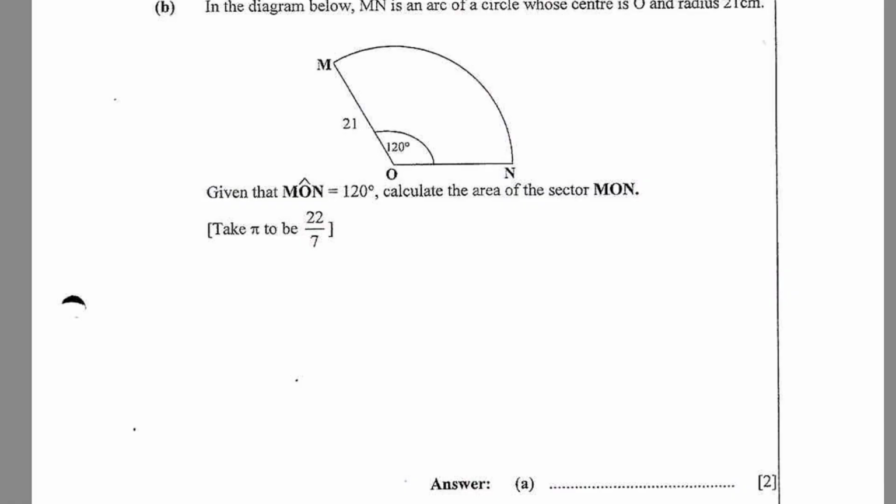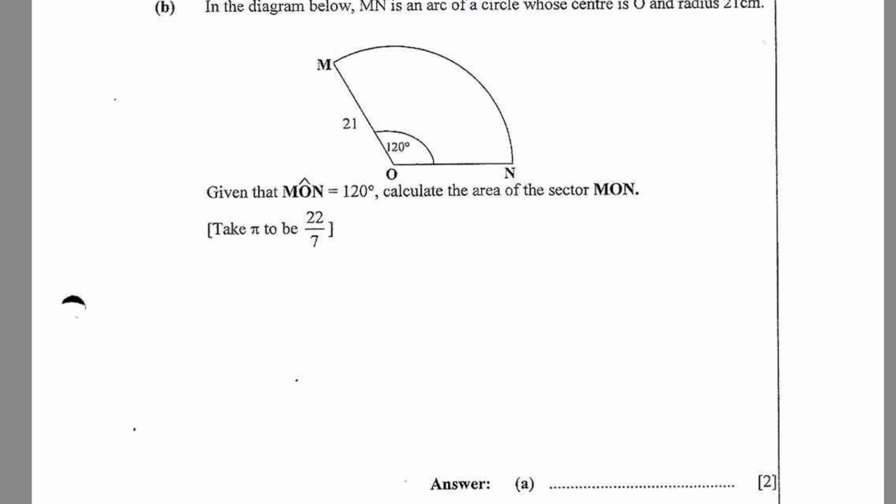This is under mensuration, and it's saying in the diagram below, MN is an arc of a circle whose center is O and the radius is 21 centimeters. We are also given the angle MON as 120, and we are asked to calculate the area of the sector MON without using a calculator, and this is paper 1.